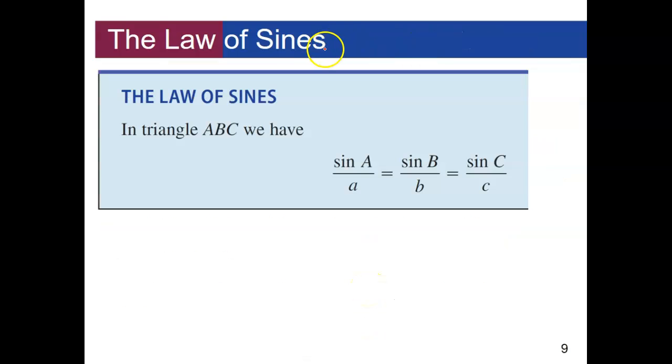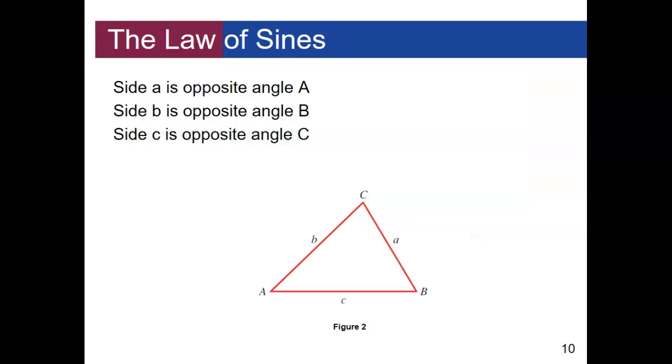Okay, so what the law of sines says is that the sine of angle A over side A, that ratio, is equal to the ratio of sine of B over side B, and also sine of C over side C. When we're using this relationship, you're going to use any two of the three. I might have A and B, B and C, or A and C, but it's going to be some relationship between two of the three sides and angles.